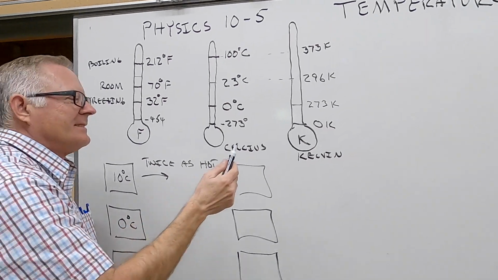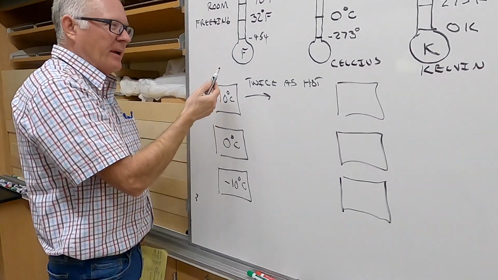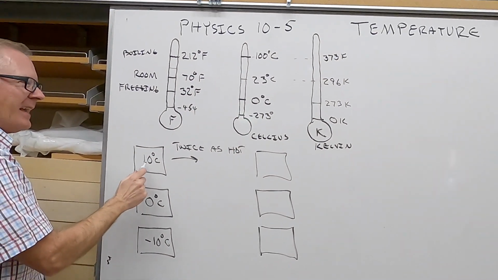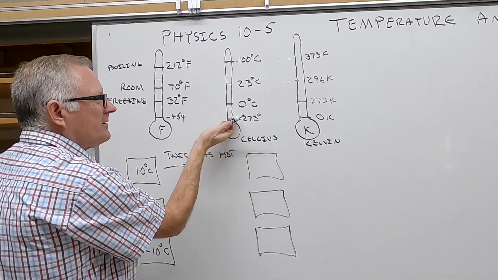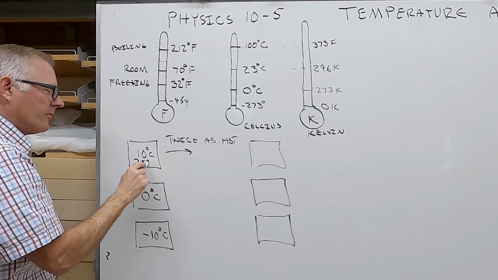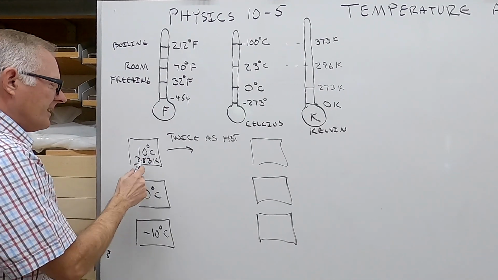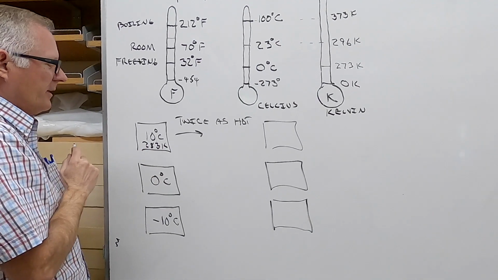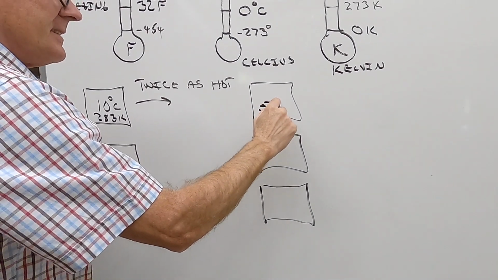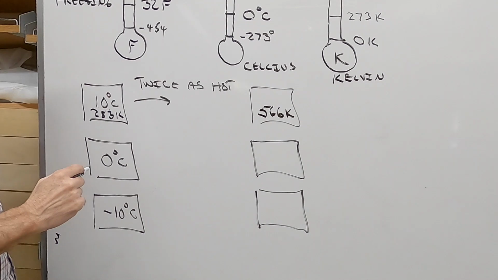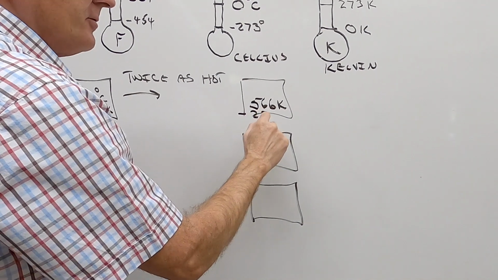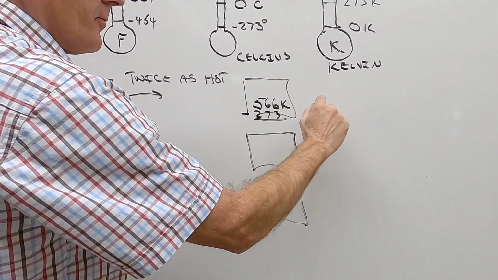Okay, so now if we're going to use this technique, we really have to use this scale. And so 10 degrees Celsius is really 283. So this is really 283 Kelvin. So if I was going to double it, I'd have to double the 283. That's 566. This is 566 Kelvin. And if I wanted to know what that was in Celsius, I would subtract 273. Subtract your 273. What does that give you? It gives you 3.